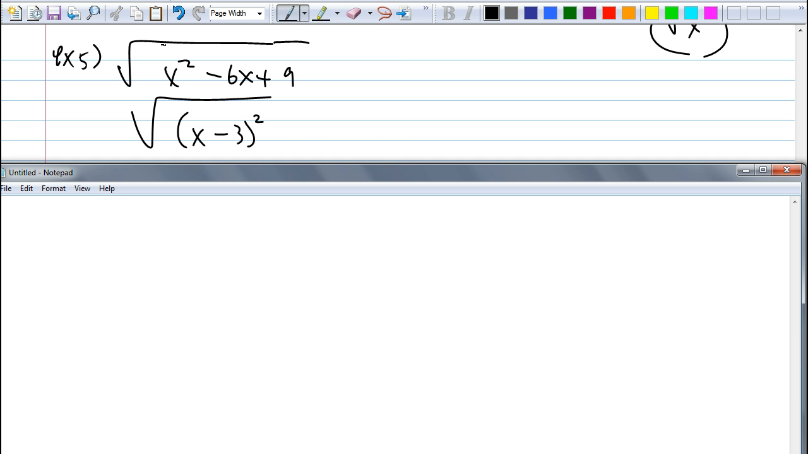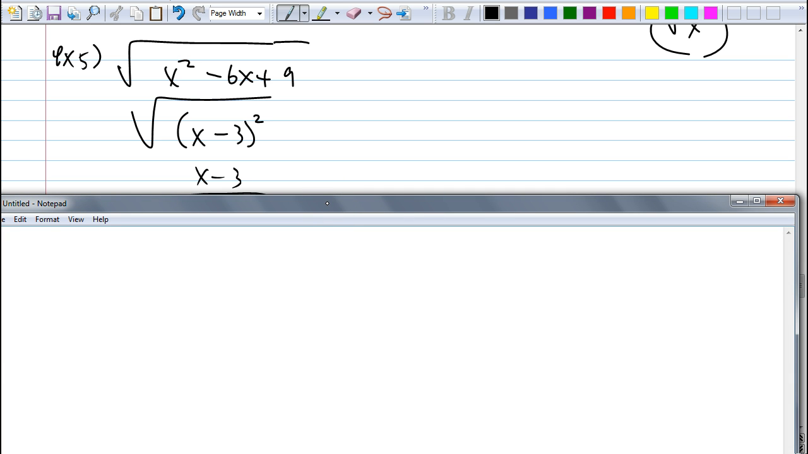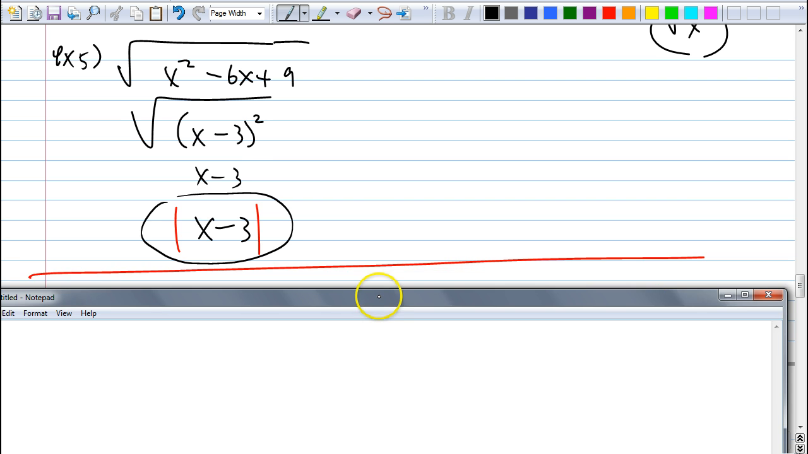Perfect square trinomial. So how many people wrote down, oh, the square root and the square cancel out, right? So how many people wrote this? Raise your hand. X minus 3. X minus 3. So is that it? What did you guys write then? Yeah, very good. So you guys remember, you've got to put the absolute value.